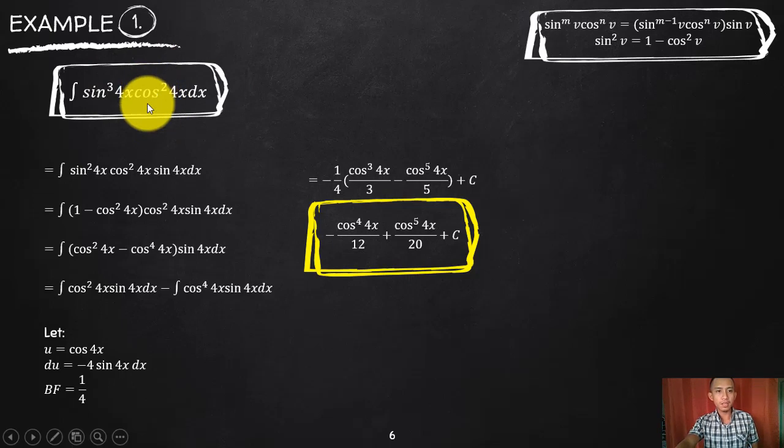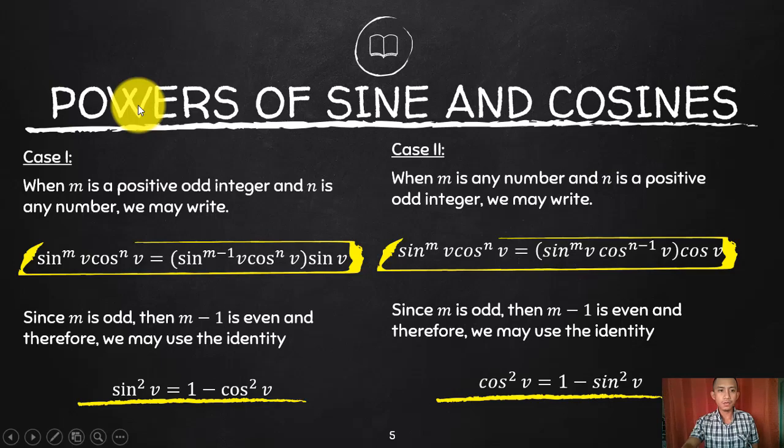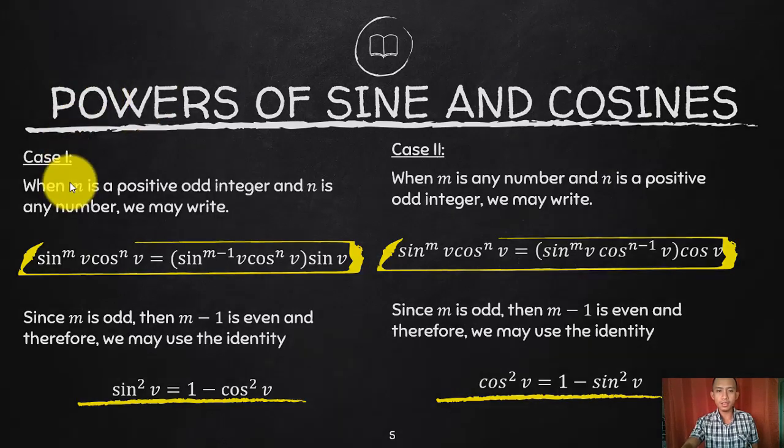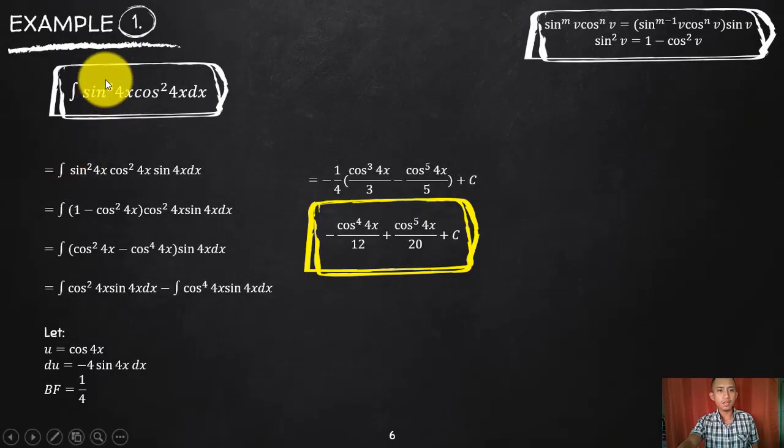If you look at this, it will fall under your case 1. Why? The sine exponent is positive odd. So I can bring outside one of that sine, so that 3 minus 1 will be squared. So let's focus on these two: sine squared, cosine squared.